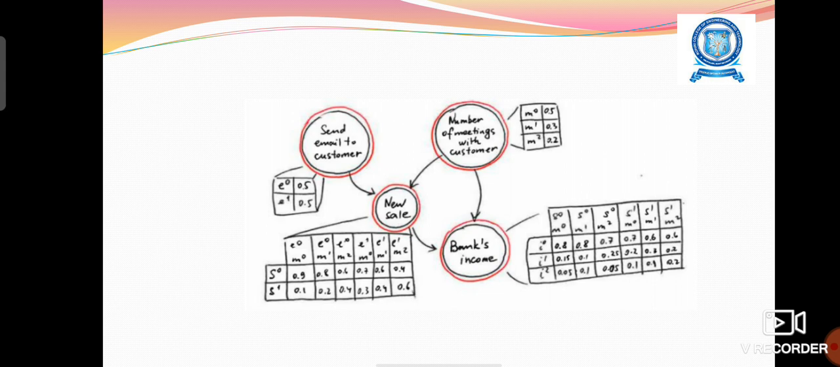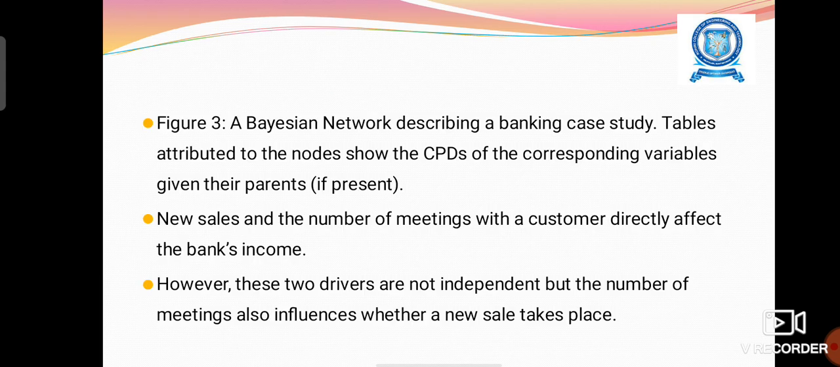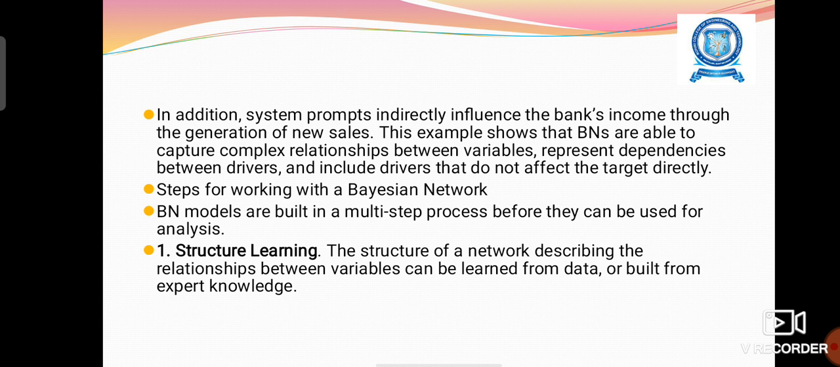In this diagram we can see the sales scenario in a bank with a customer. The previous diagram is a Bayesian network describing a banking case study. New sales and the number of meetings with a customer directly affect the bank's income. However, these two drivers are not independent, as the number of meetings also influences whether a new sale takes place or not. In addition, system prompts indirectly influence the bank's income through the generation of new sales.